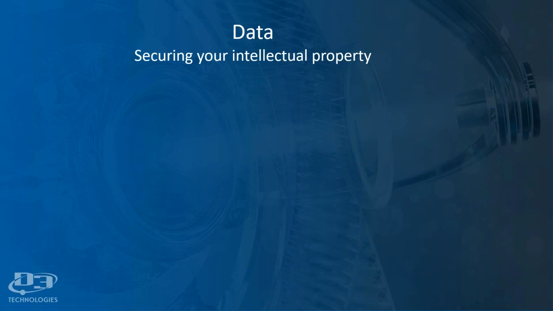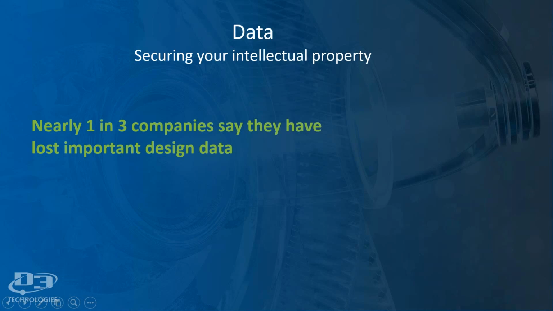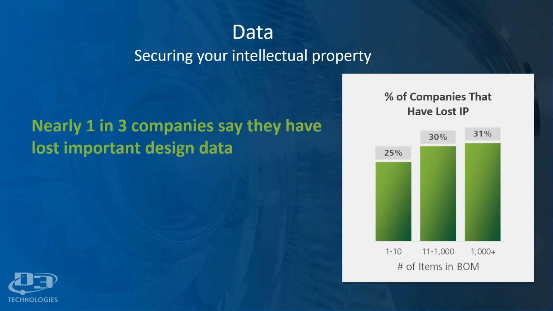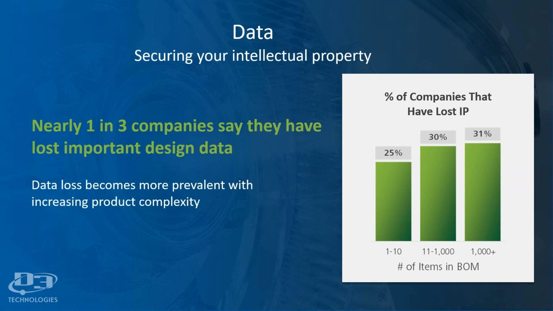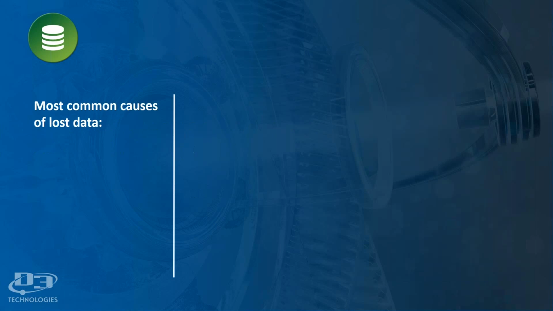Your design data is essentially the source code for your products. The CAD files, drawings, documentation, specifications, and every other piece of data are all extremely valuable. Having said that, many companies we speak with don't have firm control over it. In a report conducted by TechClarity, they found that nearly 1 in 3 companies have lost important design data. And it happens more and more the more complex the product actually is. So let's explore a few of the root causes of lost intellectual property to see if any of these sound familiar to you.